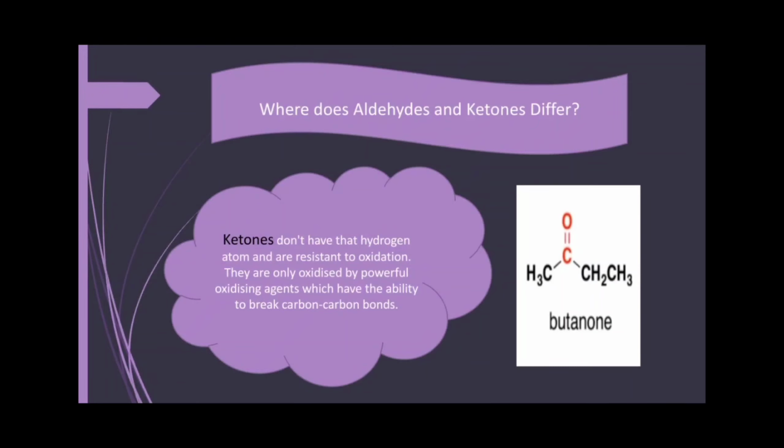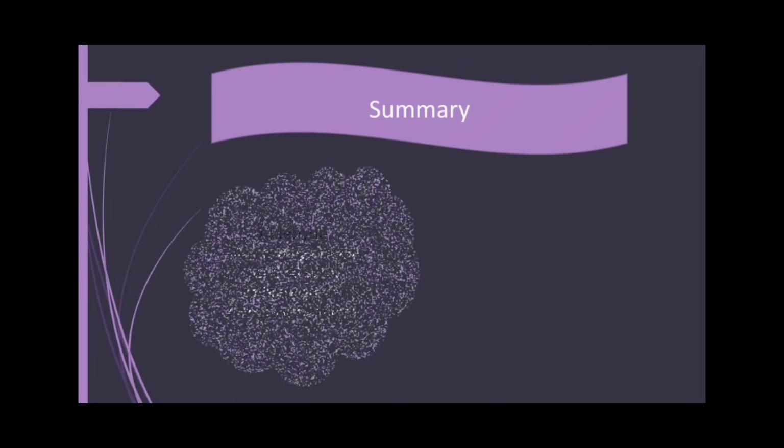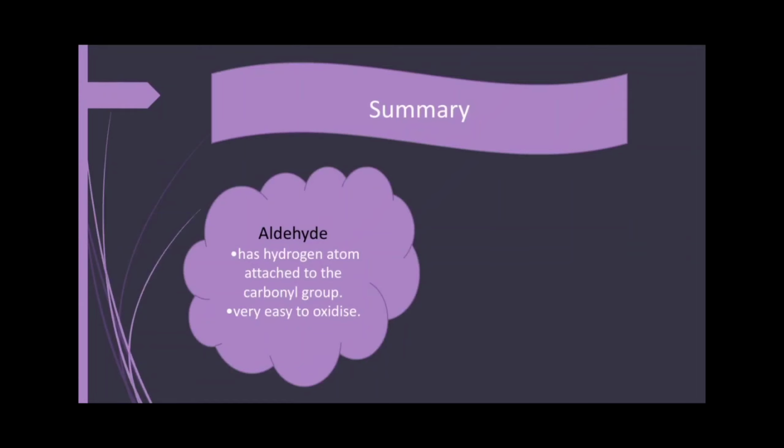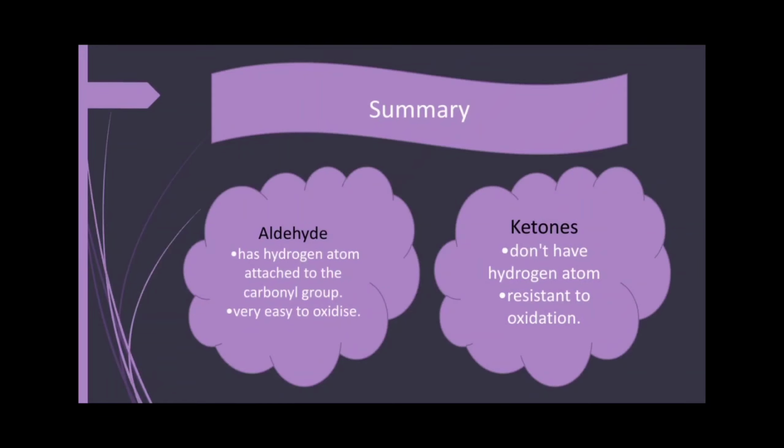Ketones, on the other hand, don't have that hydrogen atom that the aldehydes have, and ketones are resistant to oxidation. They are only oxidized by powerful oxidizing agents which have the ability to break carbon-to-carbon bonds. In summary, an aldehyde has a hydrogen atom attached to the carbonyl group, and it is very easy to oxidize, while ketones don't have a hydrogen atom and they are resistant to oxidation. They only oxidize when you use a very strong or powerful oxidizing agent.